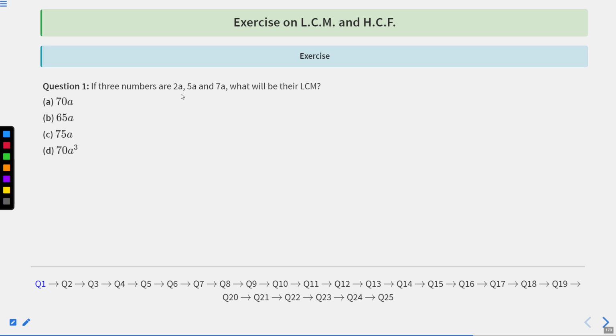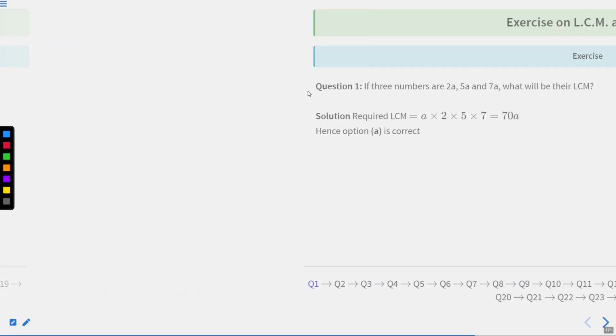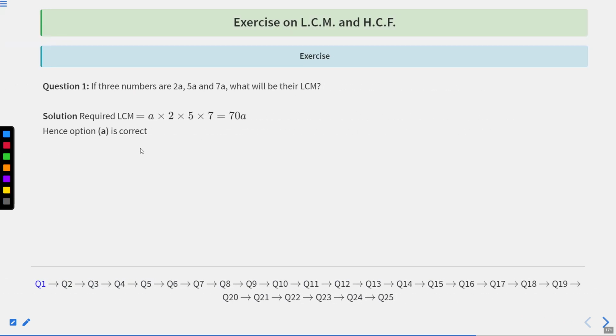If three numbers 2a, 5a and 7a are given, then what will be their LCM? So required LCM is given by a times 2 times 5 times 7, that is equal to 70a. So the correct option here is option A.